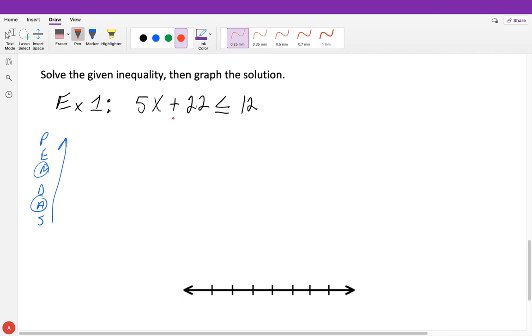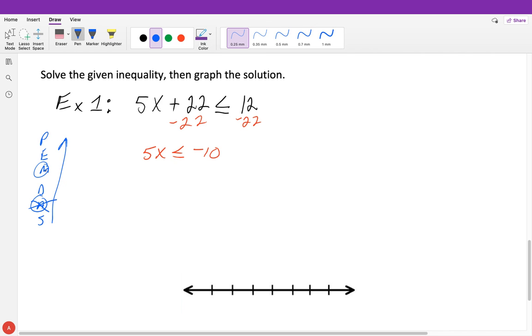So to get rid of addition, we need to subtract. So remember, even though we're subtracting and it's minus 22, when we're adding or subtracting, we do not flip our inequalities. It's only when we're multiplying or dividing. So after we subtract 22 from both sides, we get 5x is less than or equal to negative 10. Same thing. Just because this answer changed to negative doesn't mean we flip our inequality. It's only when we are multiplying or dividing by a negative number.